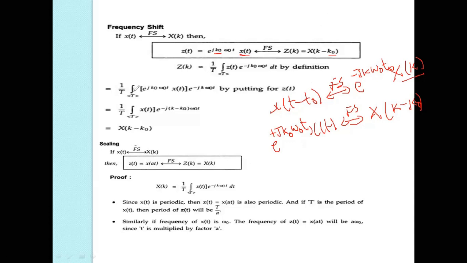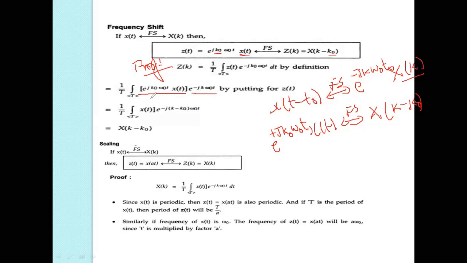Got it, my students? Now see here, by using the same expression in the proof, take z of k is equal to 1 by T the integral of z of t e power minus jk omega naught t dt. We have to prove this one. Take z of t as e power jk naught omega naught t x of t. Substitute this function and e power minus jk omega naught t.